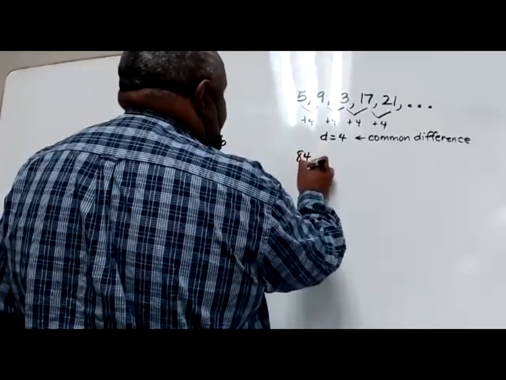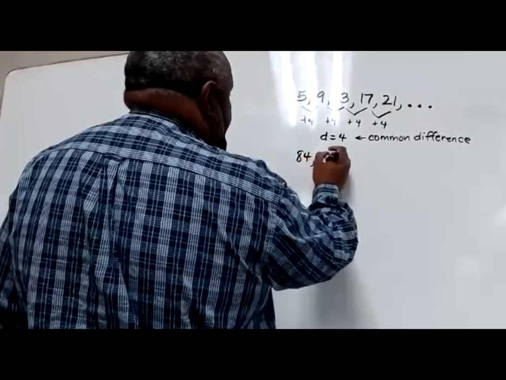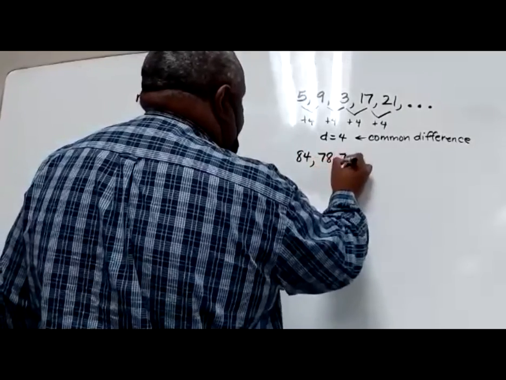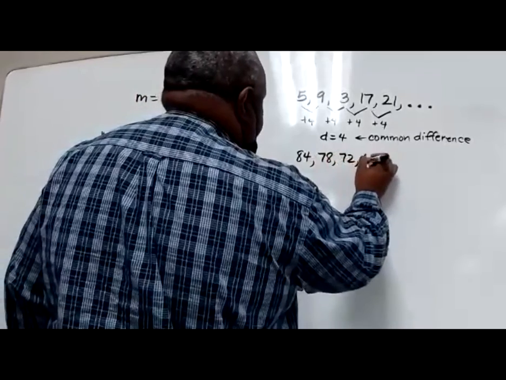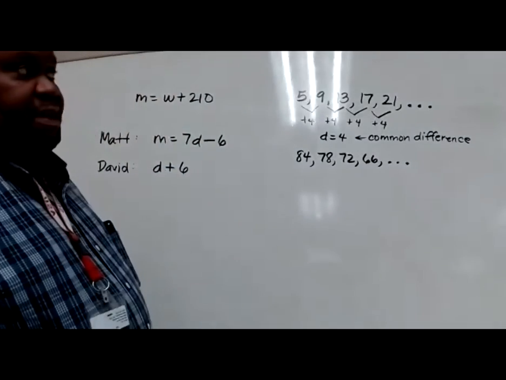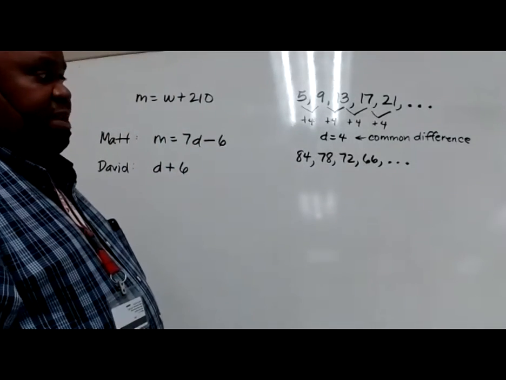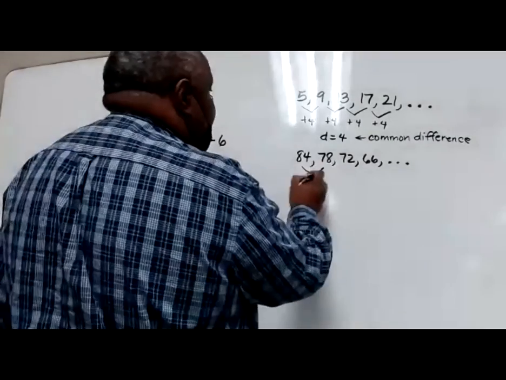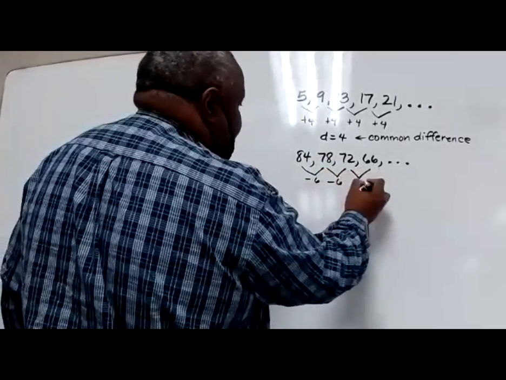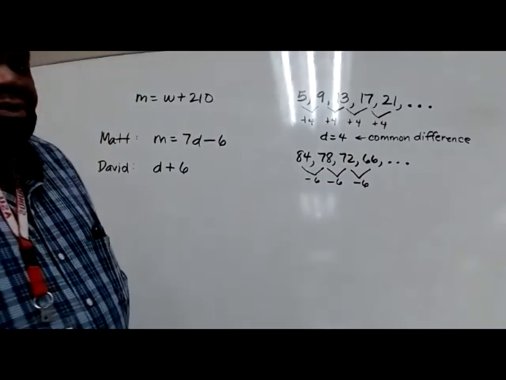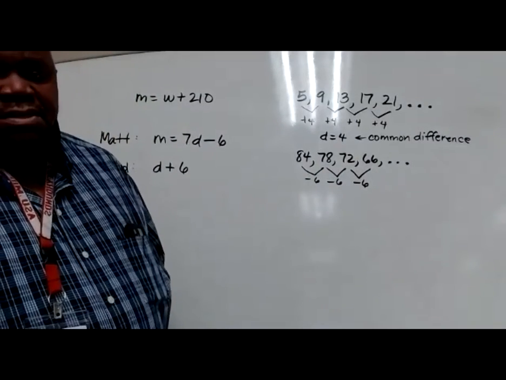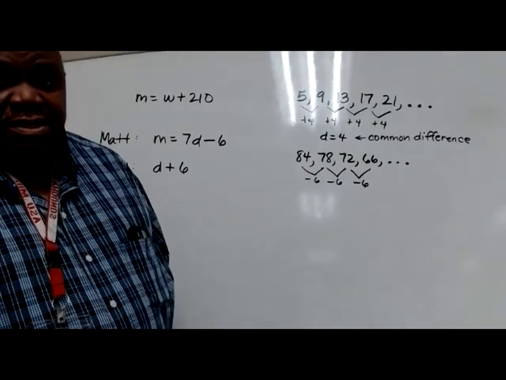And also if I had something like 84, 78, 72, 66, and so on, that too is an arithmetic sequence, because instead of adding something, I'm subtracting the same number. So here I'm subtracting 6 each time. So if I want to get the next number in that sequence, I'll subtract 6, and so on. So that's what an arithmetic sequence is.